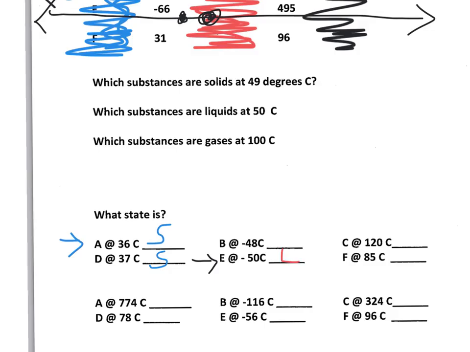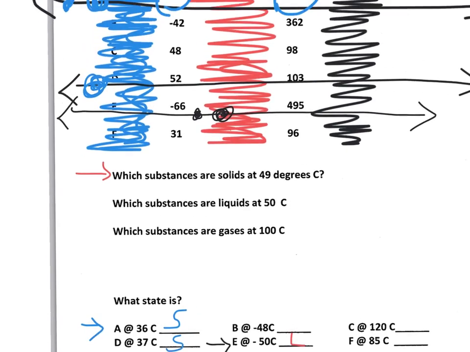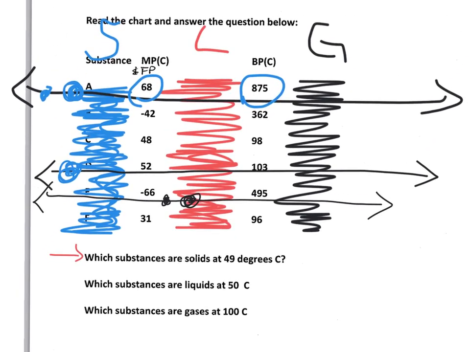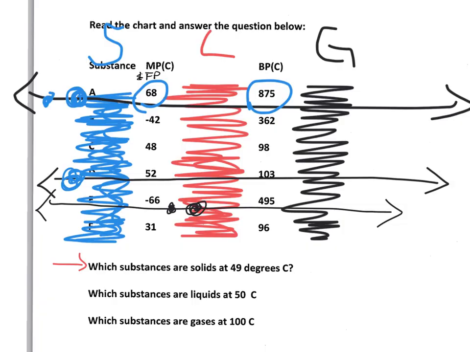One other type of problem. We're going to look above here. Which substances are solids at 49 degrees Celsius? This one you have to be a little bit more patient because you need to look at each individual substance in order to tell where 49 degrees would be. So we want to look for solids. So letter A, we already have our number line. 49 falls to the left, so yes, it would be a solid. I'll put substance A.